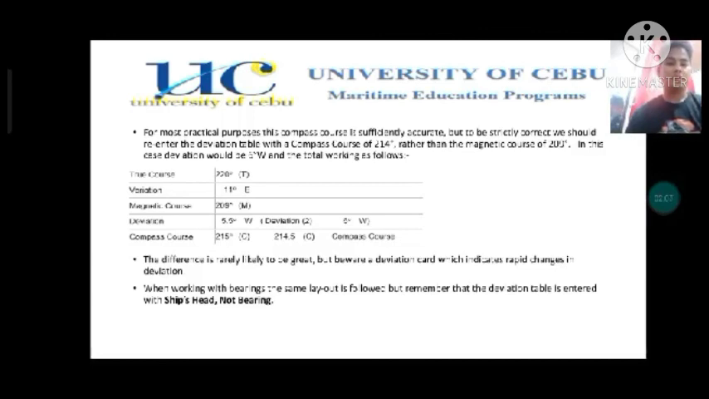The difference is unlikely to be great, but beware of a deviation card which indicates rapid changes in deviation. When working with bearings, the same layout is followed, but remember that the deviation table is entered with ship's head, not bearing.